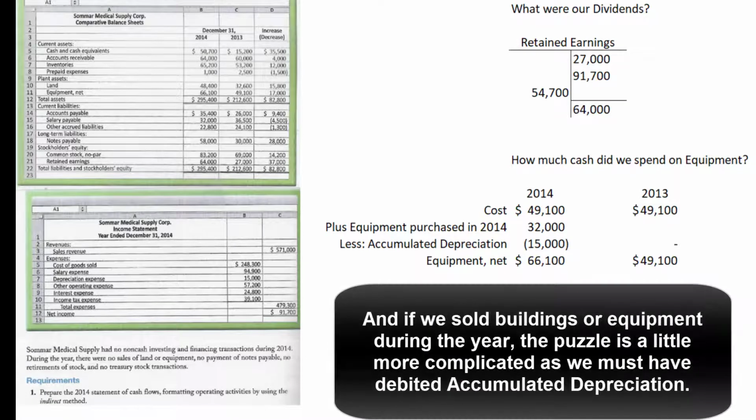You also might want to watch out for instances where they sold equipment. In that case, some accumulated depreciation came off the books when we sold that equipment. That's another trick. All right, I hope that helps.